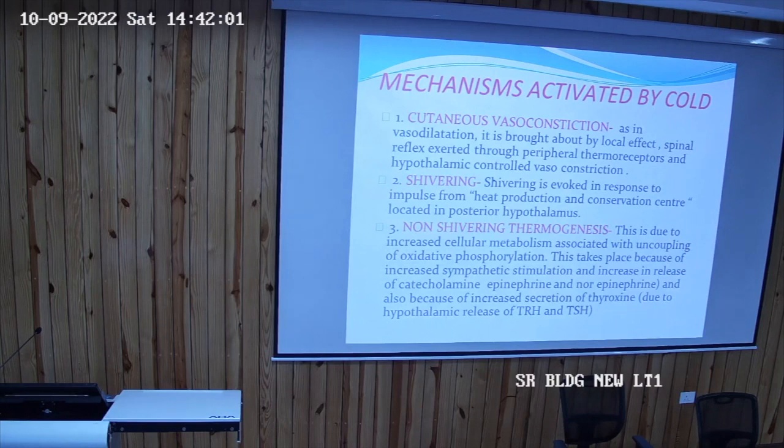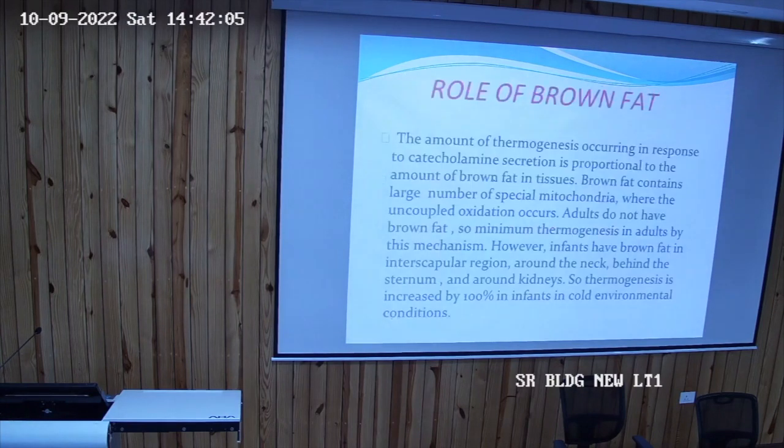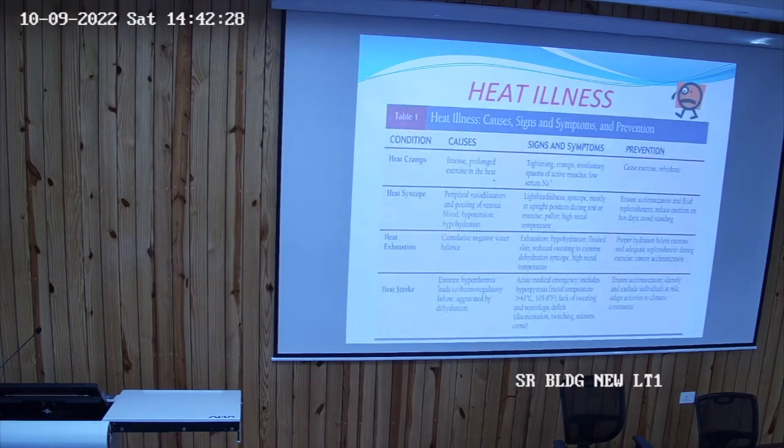Okay, vasoconstriction, shivering, non-shivering thermogenesis. This I have already told you. Role of brown fat. Okay, minimum in case of adults and maximum in case of newborns and infants. Thermogenesis is increased by 100% in infants in cold environmental conditions. Okay, this will be covered in the next class.